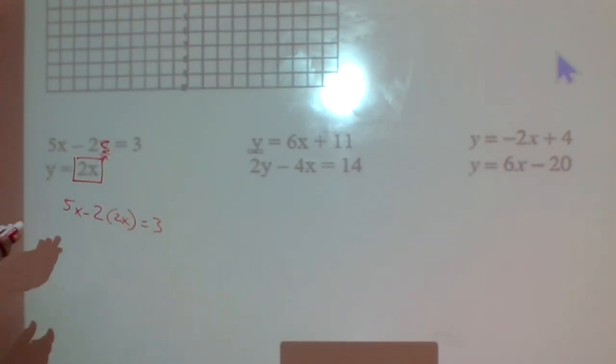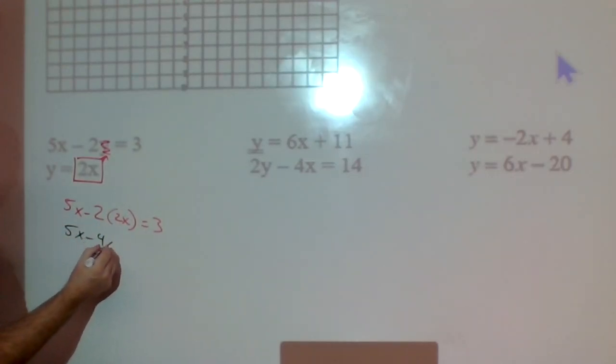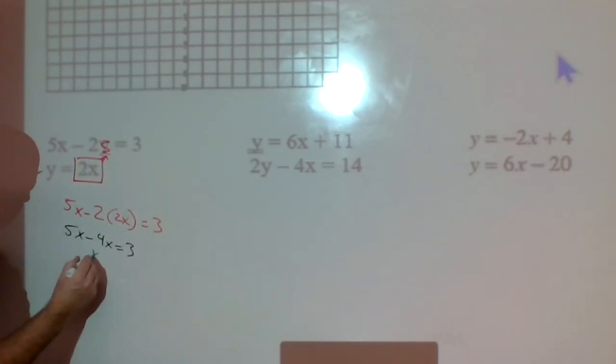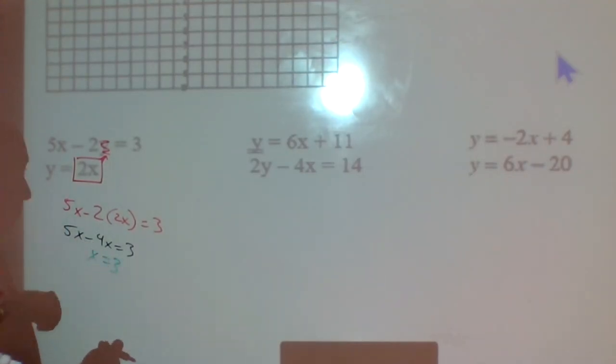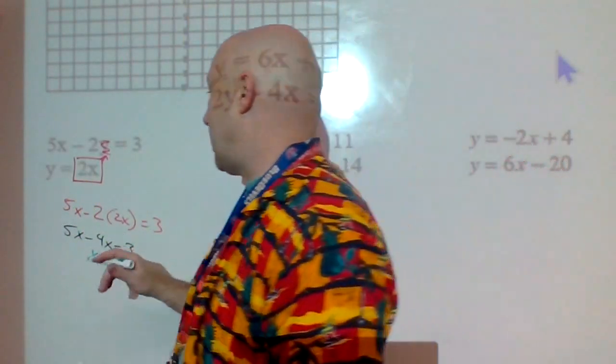Now we're just doing our work. 2 times 2x gives us 5x minus 4x equals 3. Then 5x minus 4x is 1x, so x equals 3. That's half the answer. We found out what x equals. All right, x equals 3, that's half the answer.